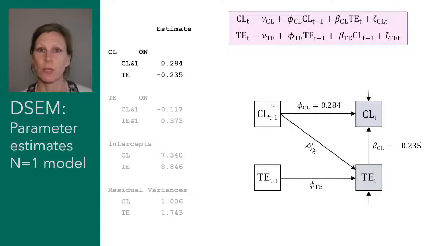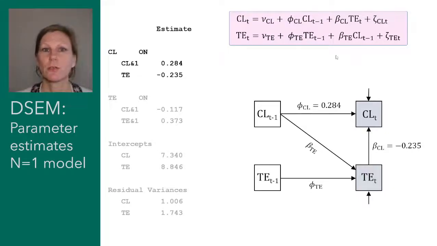So we have the autoregression, which is positive, so it means if this person felt a lot of closeness yesterday, they probably also feel closeness today. If they felt very little closeness, they probably also feel little closeness today. And there is a negative cross-regression here, so from tension to closeness. So when this person felt a lot of tension in the relationship today, they feel less close to their partner right now, and vice versa. If they experience very little tension, then they feel more close.